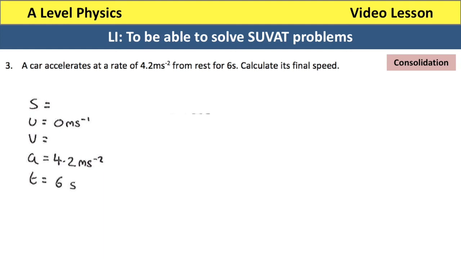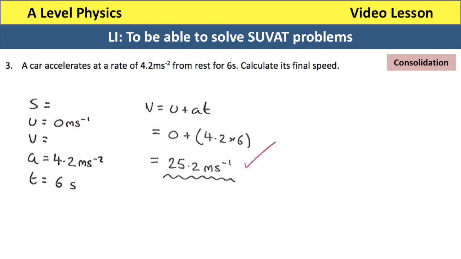So now we want to work out a value for V. The logical equation to use is V equals U plus AT. U is 0, so all we'll need to do is 4.2 times 6, which gives an answer of 25 metres per second.